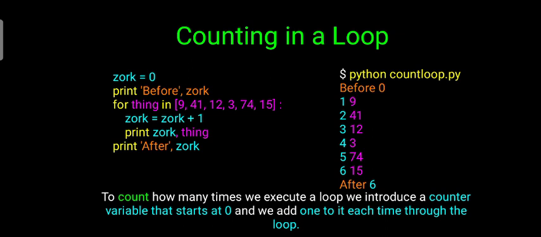Now we want to count the number of times the loop runs. How many times is this loop executed? So we place a counter variable that starts with 0 and we add 1 to it each time through the loop. So we have placed here zork equal to 0. Before starting the loop, the value of zork is 0. For each iteration, the value of zork is increased by 1, and after the end of the loop, we get the last value of zork, that is the number of times the loop repeated.